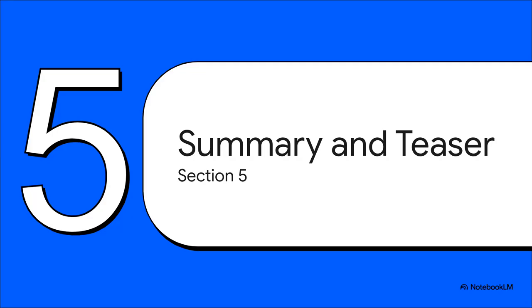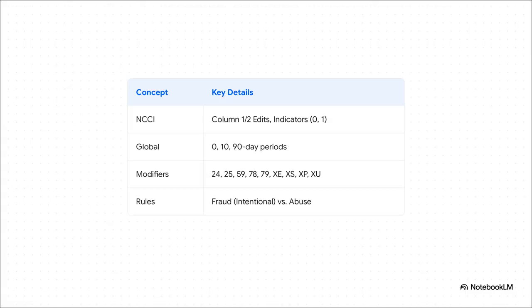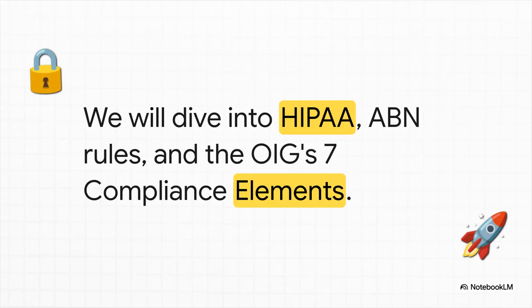And that brings us to Section 5, Explainer Summary and Teaser. Go ahead and take a screenshot of this dense visual summary cheat sheet right now. It covers your NCCI indicators, your 0, 10, and 90-day global periods, those tricky surgical modifiers, and the definitions of fraud versus abuse. Mastering these specific constraints isn't just helpful, it is the absolute key to passing your CPC exam. Think about this. Just one innocent coding error can trigger a massive federal audit. That's why mastering these rules is so vital to your career.